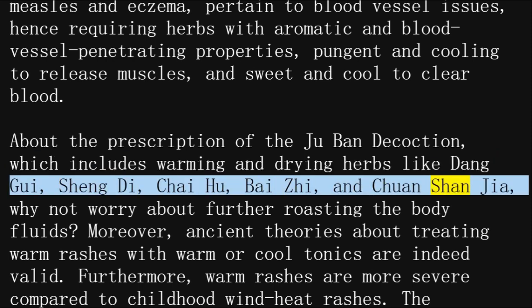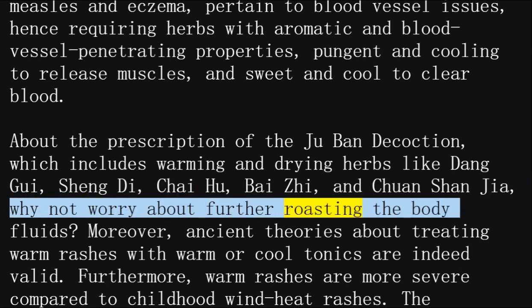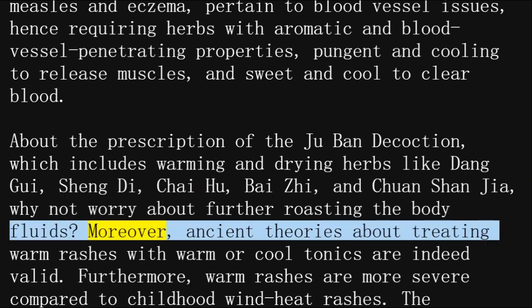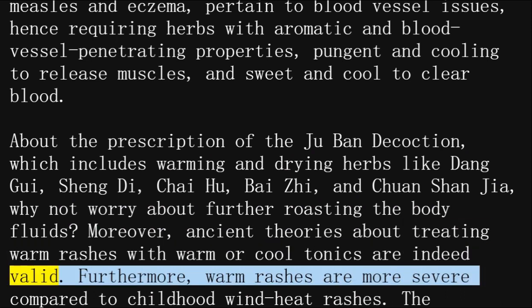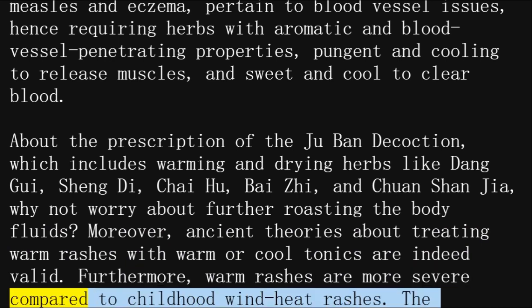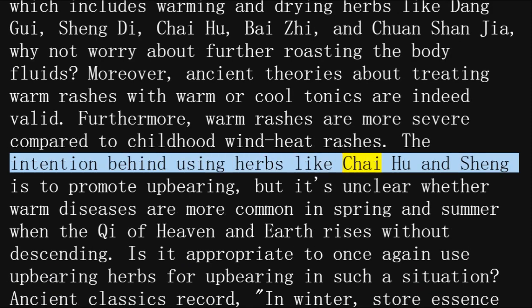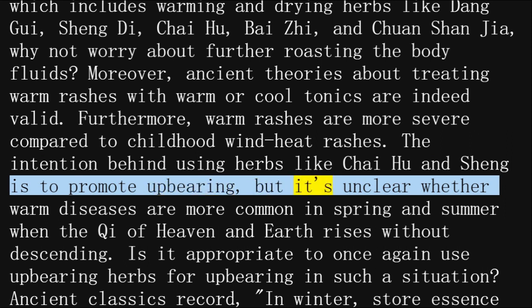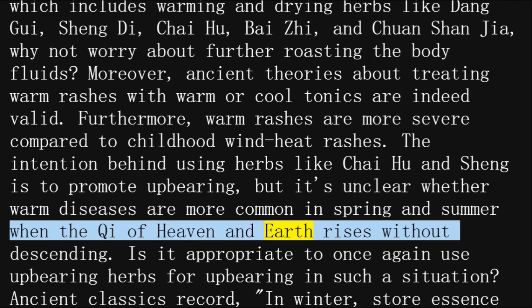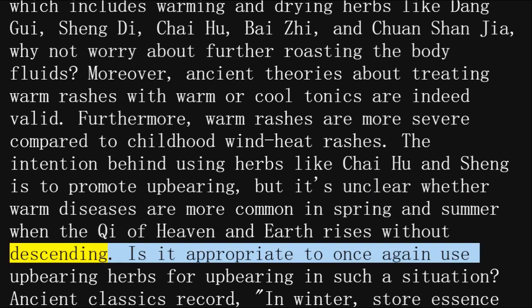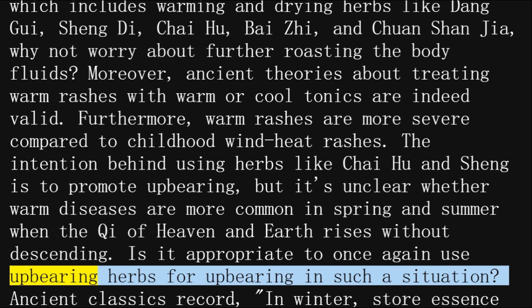About the prescription of the Zhibao Ban decoction, which includes warming and drying herbs like Danggui, Shengma, Chaihu, Baizhi, and Chuan, why not worry about further roasting the body fluids? Moreover, ancient theories about treating warm rashes with warm or cool tonics are indeed valid. Furthermore, warm rashes are more severe compared to childhood wind heat rashes. The intention behind using herbs like Chaihu and Sheng is to promote upbearing, but it's unclear whether warm diseases are more common in spring and summer when the qi of heaven and earth rises without descending. Is it appropriate to once again use upbearing herbs for upbearing in such a situation?